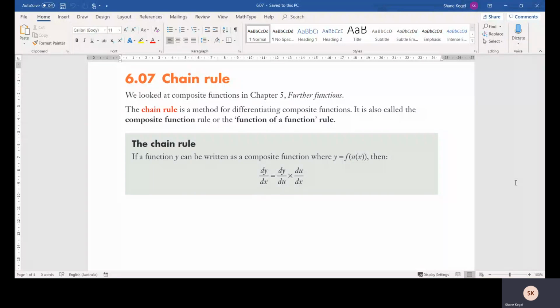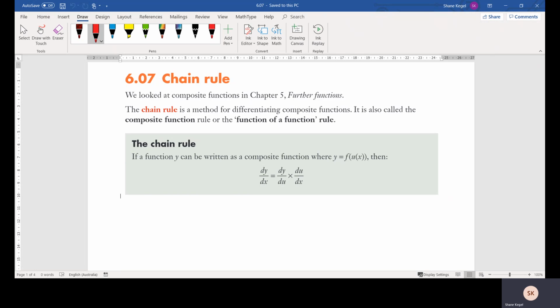So essentially, we looked at composite functions in chapter 5. And the chain rule is a method for differentiating composite functions. It's also called the composite function rule or the function of a function rule. So I particularly like to look at it as a function of a function rule.